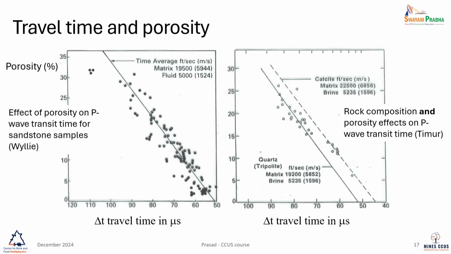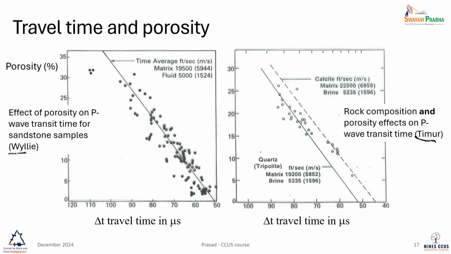Okay, so what does that look like? This is some of the earliest information. This is 1950s, 1960s or 70s. Believe it or not, people still use it despite our complaints and everything, and they use it because it's such a simple explanation. This is travel time. This is porosity.